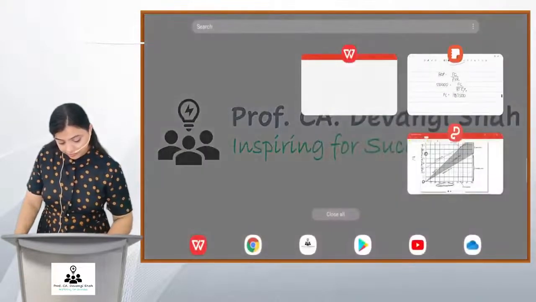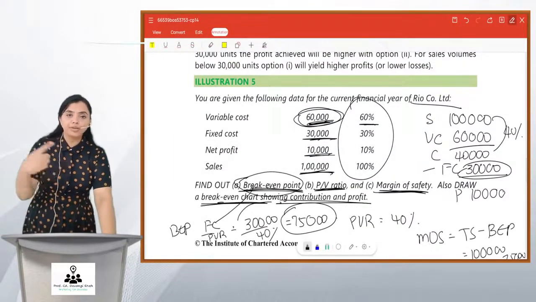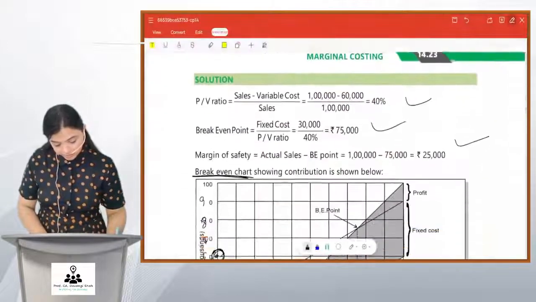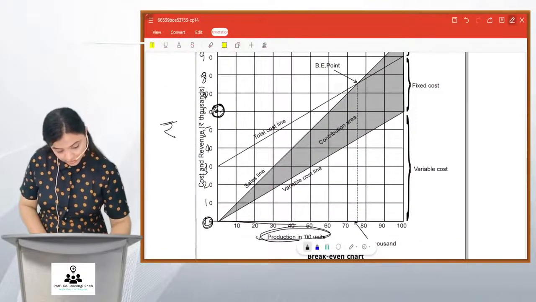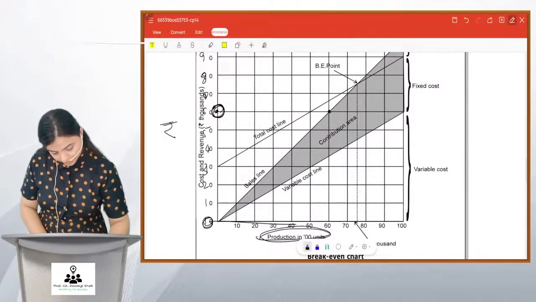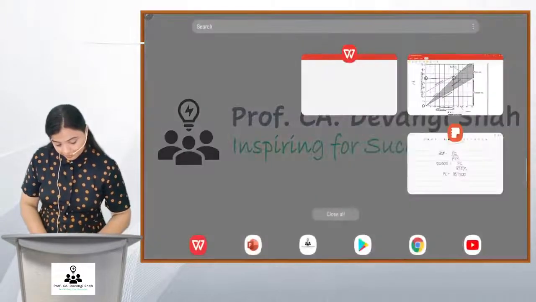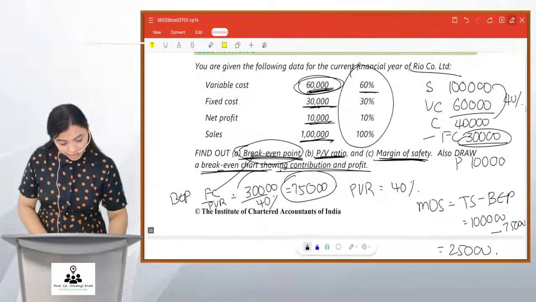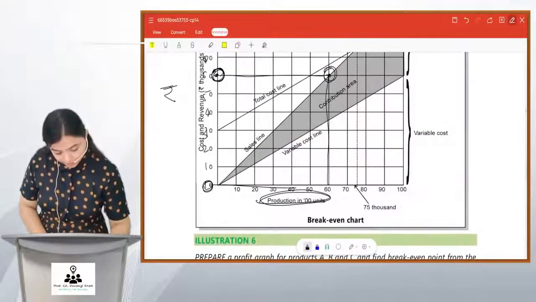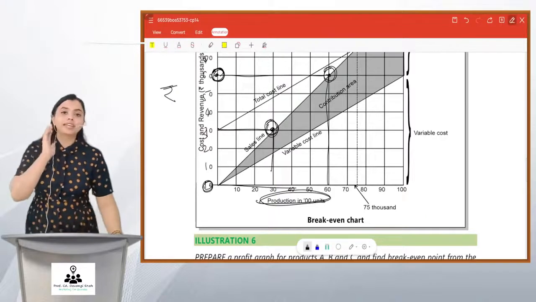Going back to the question. Now, nowhere are units mentioned. So, we assume 1 unit, 1 rupee, like that only. So we take 3,000 as here. Similarly, we have plotted the variable cost. Now we plot 30,000 as fixed cost. Fixed cost 30,000 here. Now, friends, talking about the variable cost graph.